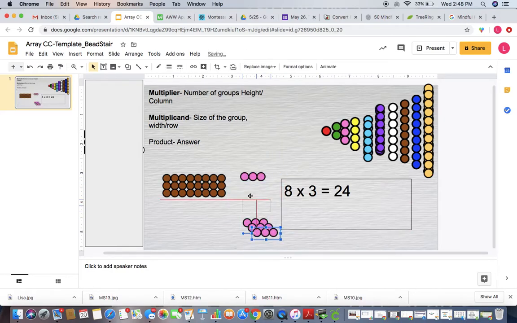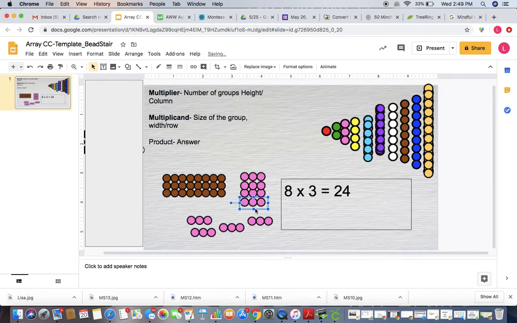We have 1, 2, 3, 4, 5, 6, 7, 8. There we go. All right, so we have our 8. I'll just line them up to make a beautiful array.